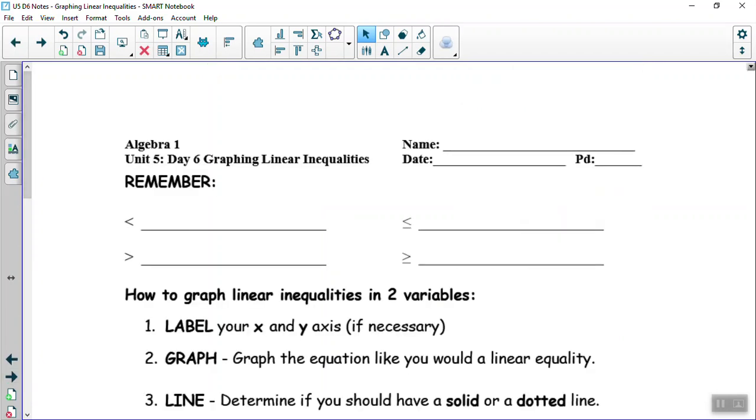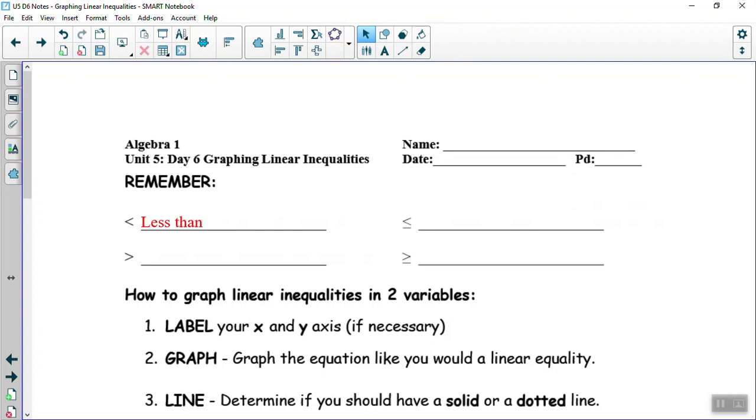Alright, so first, let's remember our inequality symbols. We've seen these already this year, and we've seen them in the past when we had to just graph inequalities in general, but now we're going to be talking about linear inequalities. So this is our less than symbol. In the past, when we graphed inequalities, we remember that the less than symbol meant an open circle. Well, in this case, since we're dealing with lines, instead of an open circle, we're going to say we have an open line. And we actually describe that as a dashed line.